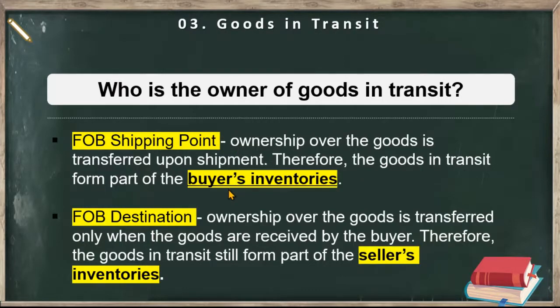Of course, it depends on which perspective is recording. You need to check whether we are the buyer or the seller in that transaction. If we are the buyer and it is FOB shipping point, once it's shipped, we already record it as part of our inventories. But if it is FOB shipping point and we are the seller, we remove these items from our inventory because they are already shipped. And remember, if it's already shipped, there's already a transfer of ownership to the buyer.